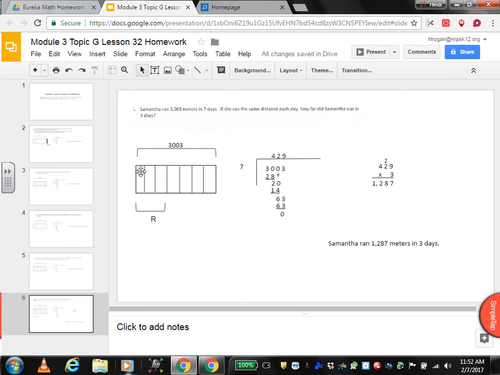But we want to know how many in 3 days. So 429 this one day, 429 the second day, 429 the third day. So we have to multiply 429 times 3. 3 times 9 is 27. 3 times 2 is 6, plus 2 is 8. 3 times 4 is 12. So Samantha ran 1,287 meters in 3 days.